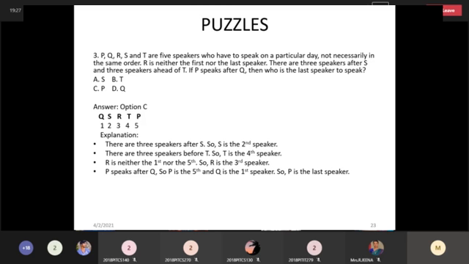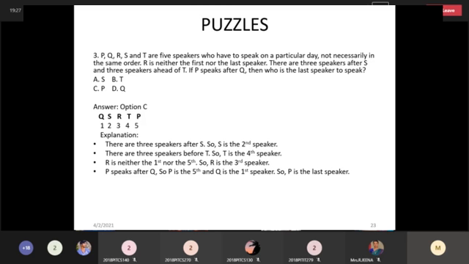So we can see there are three speakers after S, that means R, T, P. So S will be second. And there are three speakers before T, that means R, S, Q. So T is the fourth speaker and S is the second speaker. R is neither the first nor the last speaker, as you can read in the question, so R is the third speaker. T speaks after Q, so P is the fifth and Q is the first speaker. So P is the last speaker, which is option C. Q1, S2, R3, T4, and P5 is the last speaker.